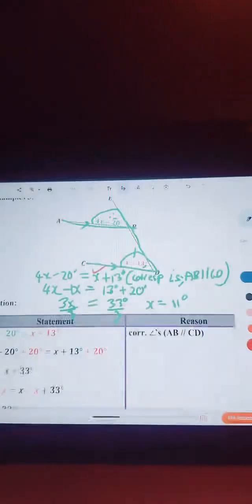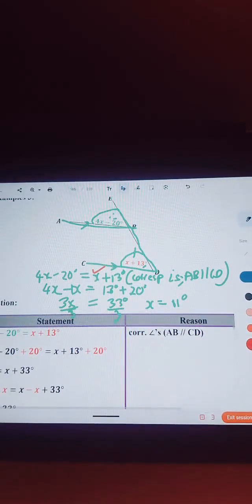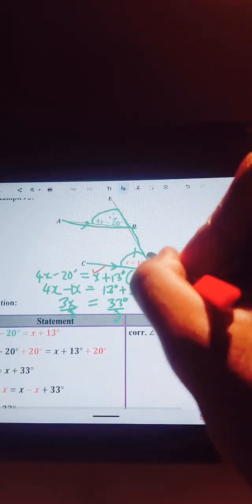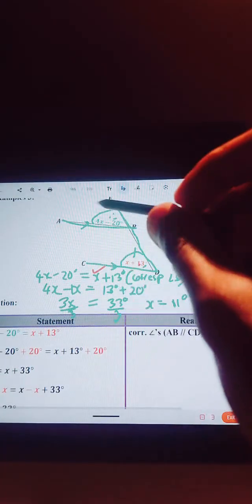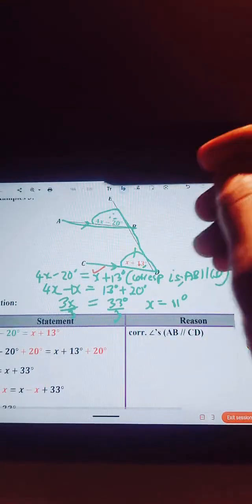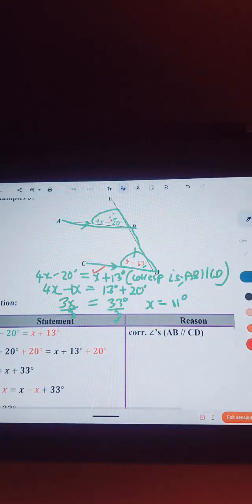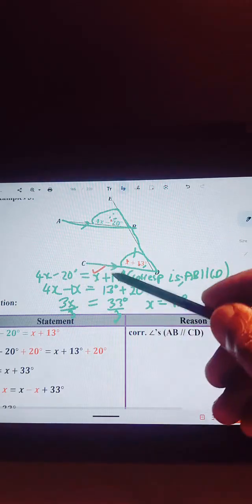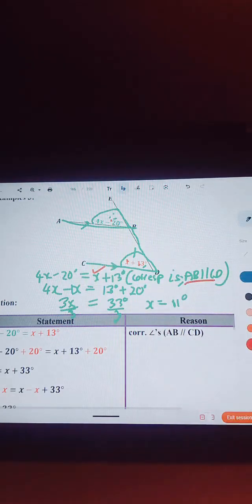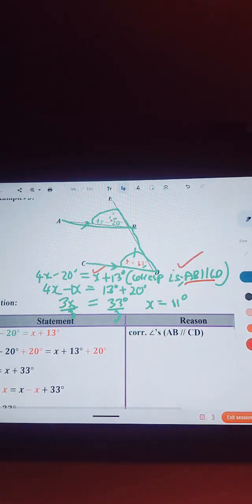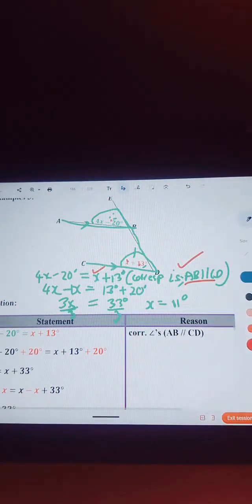Mark statement, very good. 4x minus 20 degrees, which is this angle on top, is equal to x plus 13 degrees, which is the same angle on top of the other line. So top, top, F shape, corresponding angles. We say the angles are equal if the lines are parallel, which is very good. So statement, reason is 100% correct. There's corresponding angles and the lines that are parallel have been indicated. Then we solve for x.